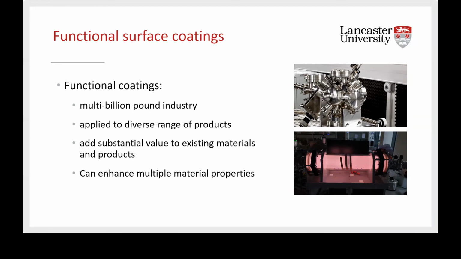If you do want to impart some kind of property to a material, one of the methods you can do that is by coating it in some way. Functional coatings, so ones that are actually doing something, providing some other kind of functionality to your product or your material, represent a multi-billion-pound industry. They're applied to a diverse range of products, so things from contact lenses to drinks cartons, automotive parts, textiles, packaging, medical implants, and more besides.